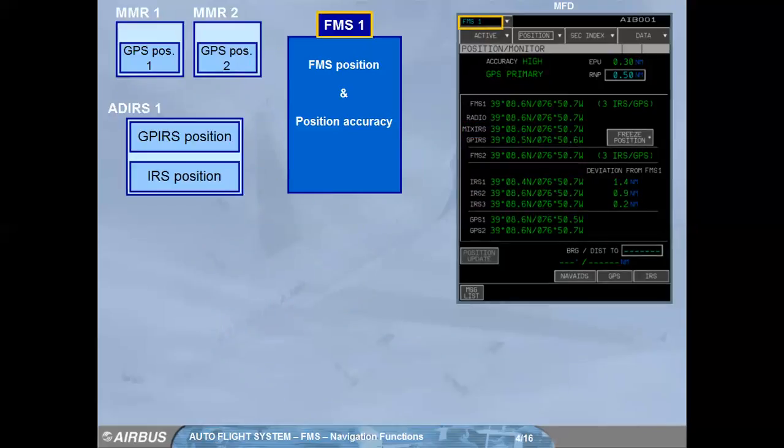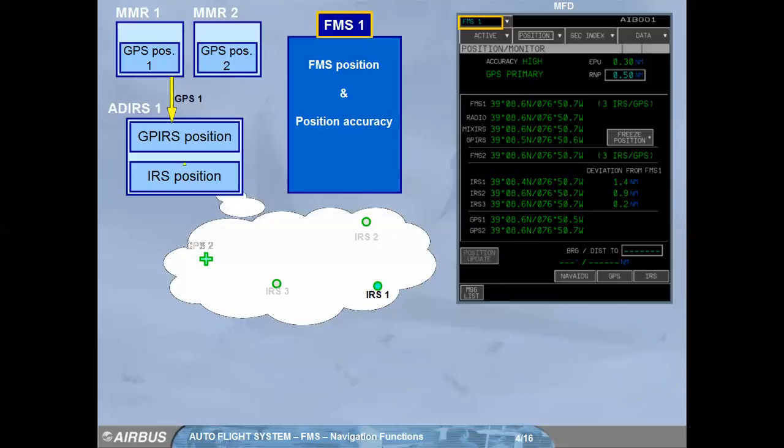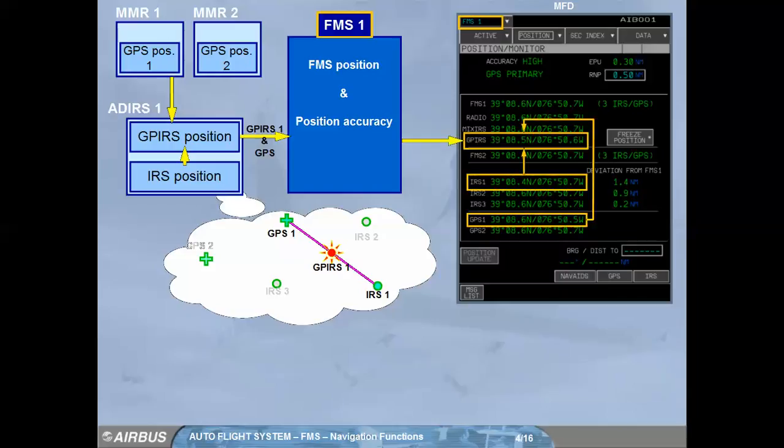The multimode receiver sends the GPS position to each of the three ADIRS. Each ADIRS computes a hybrid position composed of the GPS and IRS position, referred to as the GPIRS position. Each FMS uses the on-side GPIRS position to compute the FMS position. For example, FMS1 uses GPIRS1, FMS2 uses GPIRS2, and GPIRS3 is a backup. Note, the ADIRS also sends the GPS position to the FMS, but for display only.